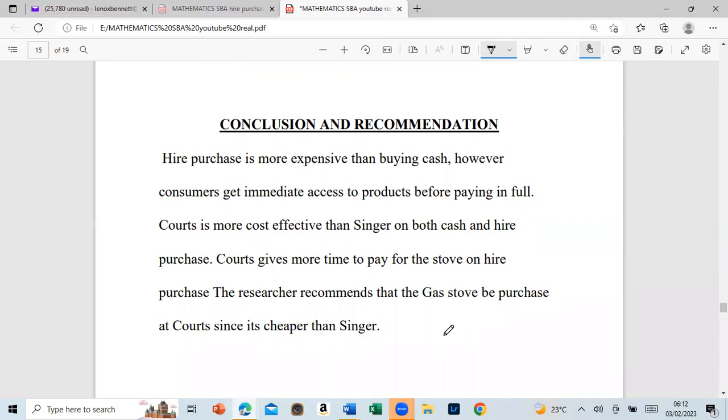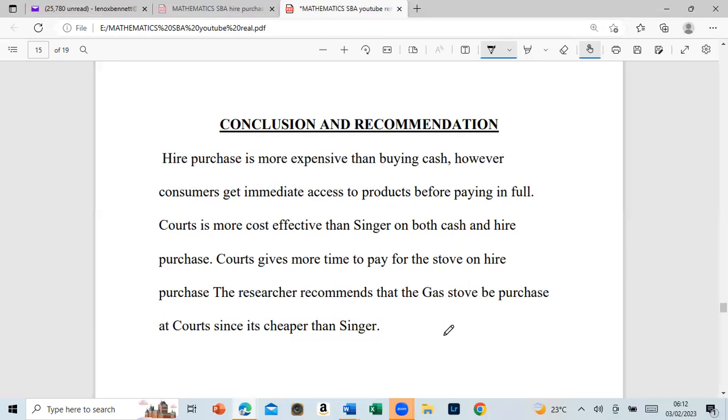So hire purchase is more expensive than buying cash. However, consumers get immediate access to the product before paying in full. So with hire purchase, you basically get to use your fridge, your TV, your gas stove without owning it, and that's the beauty of it. However, it attracts interest, which means you're going to pay more for that service. And it says Courts gives more time. You just give a brief tip. As I said, guys, this is very brief. It's not 100% because I don't want students to just copy it.